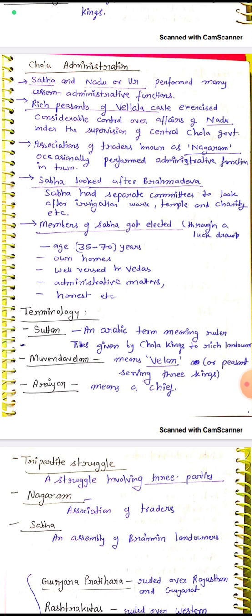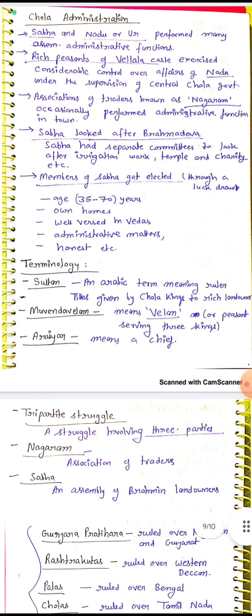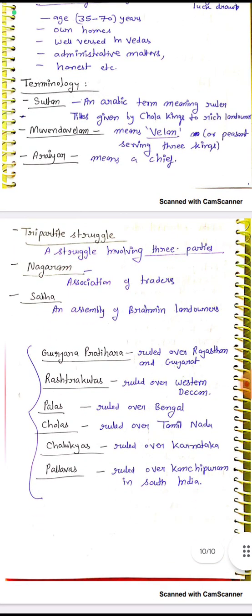There are also some important terminologies in this book which I mentioned, like Sultan. Sultan was the Arabic term meaning ruler. These are titles given by Chola kings to rich landowners. Movendavelan means a Velan or peasant serving three kings. Arayar means a chief. We have also discussed tripartite struggle, a struggle having three parties. Nagaram means association of traders. Sabha means an assembly of Brahmin landowners.